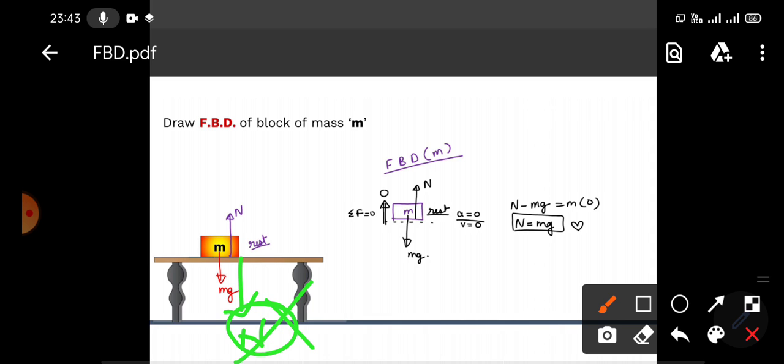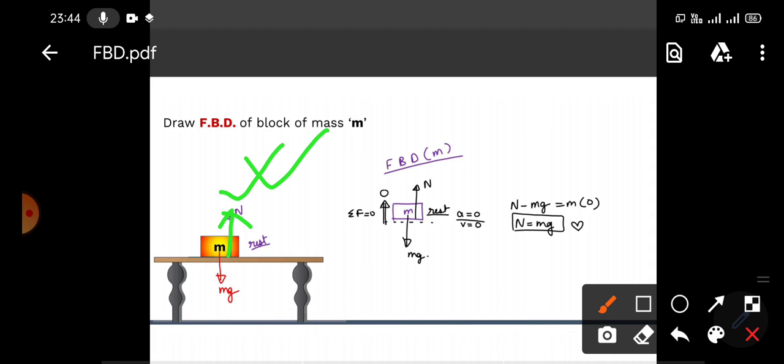But as a reaction, the table is also applying a force on the block. This force is also a normal reaction force. Normal means perpendicular. This N and N, these two are called action reaction pairs. So how many forces are acting on the block? Two forces: the gravity is attracting with mg, and the table is pushing the block with normal force N.